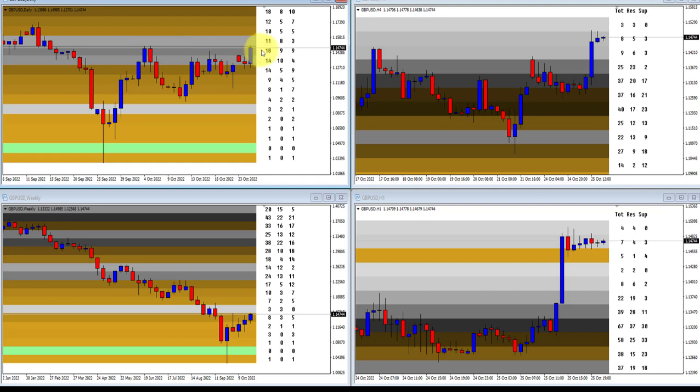So, for instance, that white line that's there, just under that particular line, you can see 18, 9, 9. So the first number is the total, the second number is resistance, and the other one is support. So when you look at a level like that, you can see that the level has been touched 18 times, and 9 times it acted as resistance, and 9 times it acted as support.